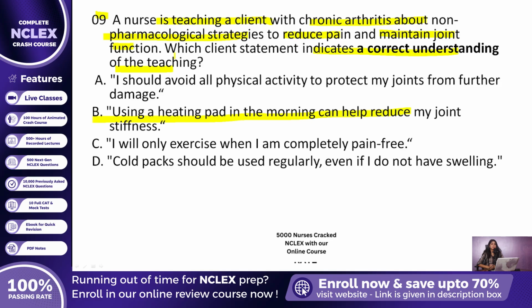Let's see why option B is correct. Heat therapy helps improve circulation, reduce muscle tension, and ease morning stiffness, especially useful in both rheumatoid and osteoarthritis. This is an effective and commonly recommended non-drug strategy. Let's see why other options are incorrect. Option A. Total inactivity can worsen joint stiffness and muscle weakness. Instead, clients should be encouraged to engage in low-impact exercise like walking, swimming, or water aerobics to preserve joint function and strength.